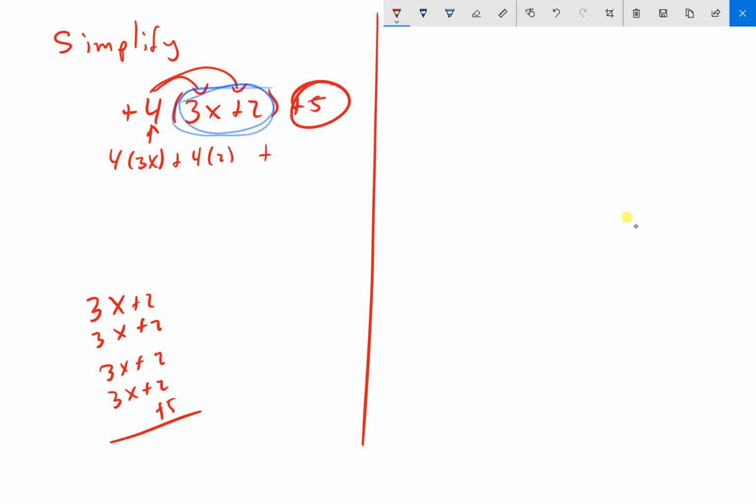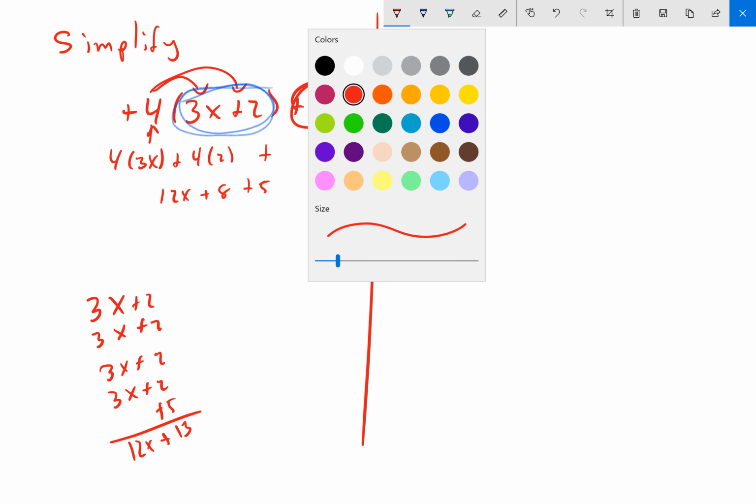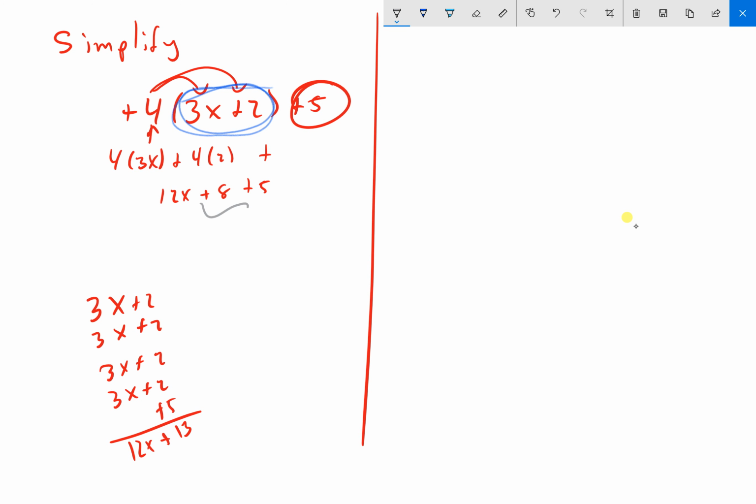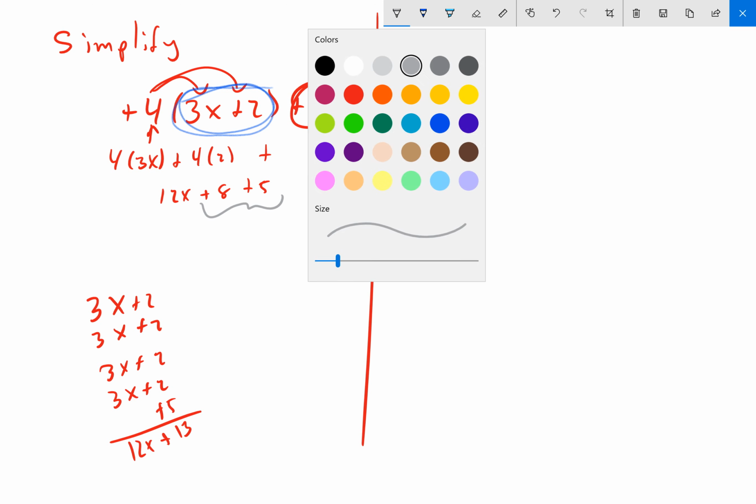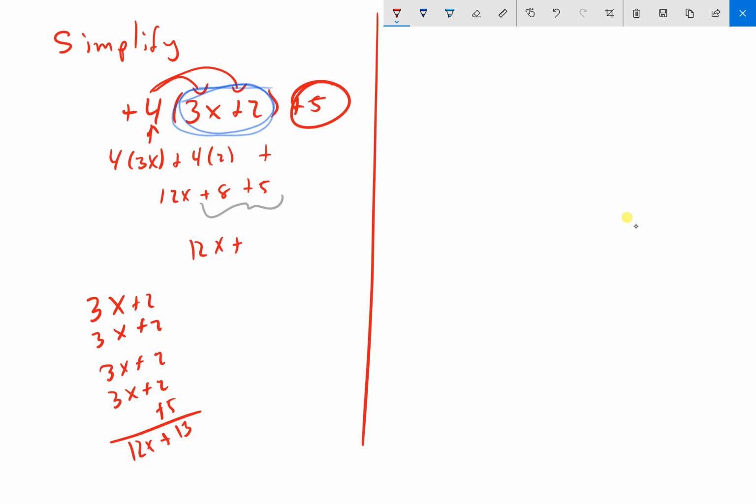So 3, 6, 9, 12. I have 12 x's. 2, 4, 6, 8, plus 5 is 13. So here I would get 12x plus 8 plus 5. Now I have to combine like terms, and if you're not sure how to combine like terms, go back to video 1. You'll see 12x plus 13. My last example is going to be something similar.